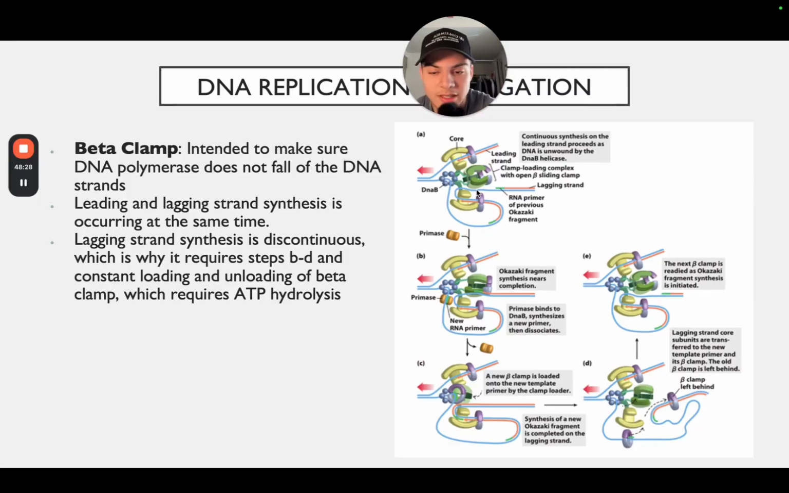So the leading and lagging strand synthesis is occurring at the same time. They're not occurring sequentially or one after another. It's at the same time and simultaneously. And the lagging strand synthesis is discontinuous, which is why it requires steps B and D and constant loading and unloading of the beta clamp, which requires ATP hydrolysis. So I would take the time, go through this very slowly on your own time. I'm not going to go into it because you don't really need to know this whole step.